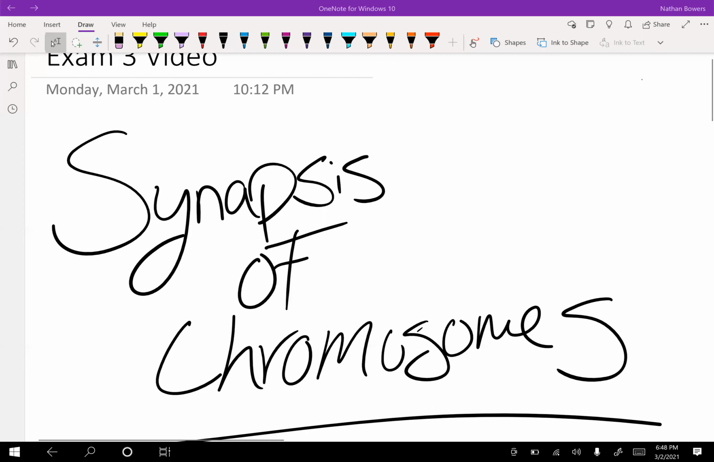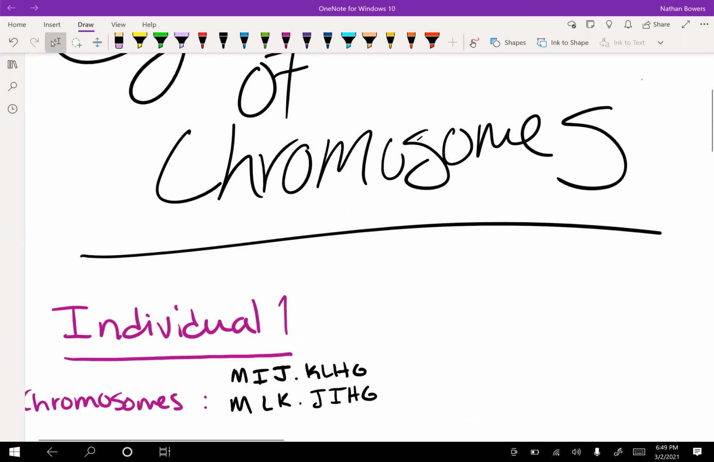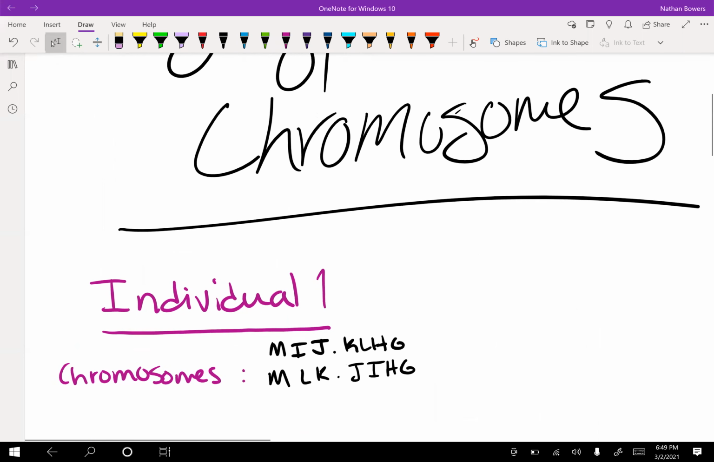In this video, I'm going to be talking about the synapses of chromosomes, specifically the synapses of chromosomes in two separate individuals, and a crossover is an event between the J and K genes and between two of their chromosomes. So for individual 1, we can see their chromosomes right here.